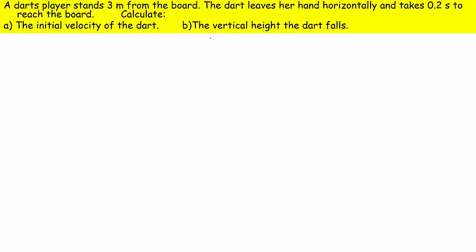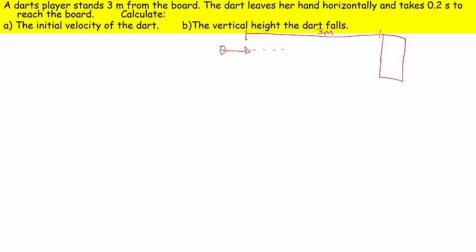So I'm going to draw a bad diagram here. We've got a dart. Let's put some flights on it. Lovely. And it's going to hit a darts board over here. Terrible. And it takes 0.2 seconds, and it's 3 metres away. So this distance from here to here is 3 metres.